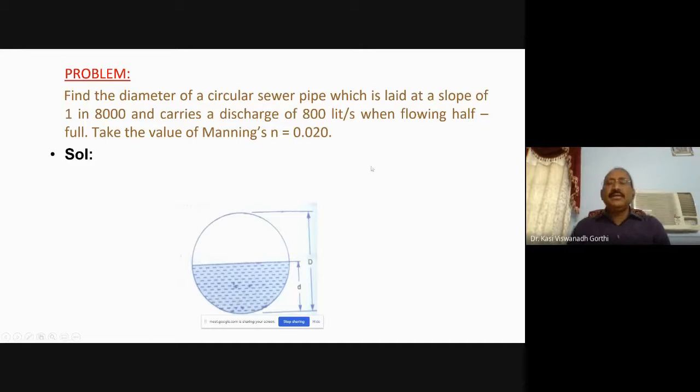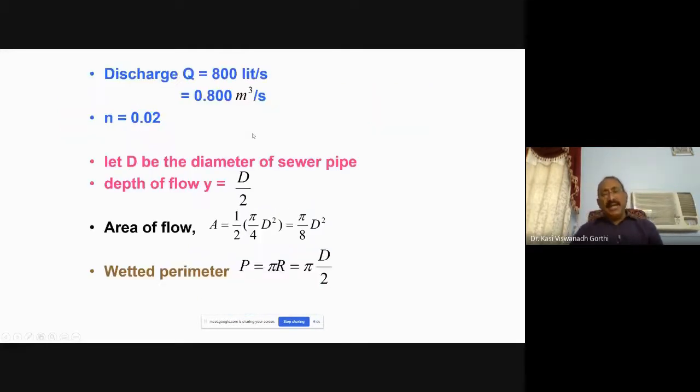The Manning's coefficient is given to be 0.020 and the discharge is 800 liters per second. And you need to find the diameter of the circular pipe. Further, the Manning's coefficient is given. So make use of the Manning's formula. The discharge Q is 800 liters per second or 800 divided by 1000, 0.8 meter cube per second. N is 0.02. D is the diameter of the sewer pipe.